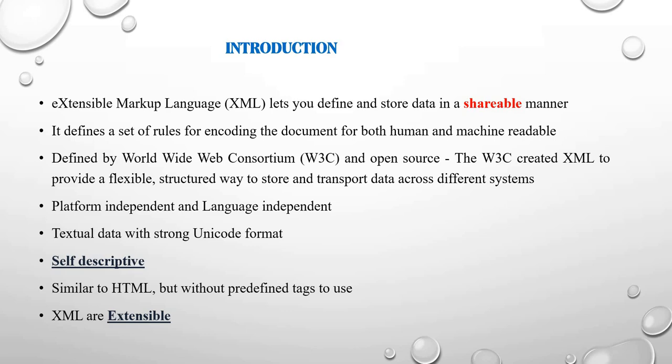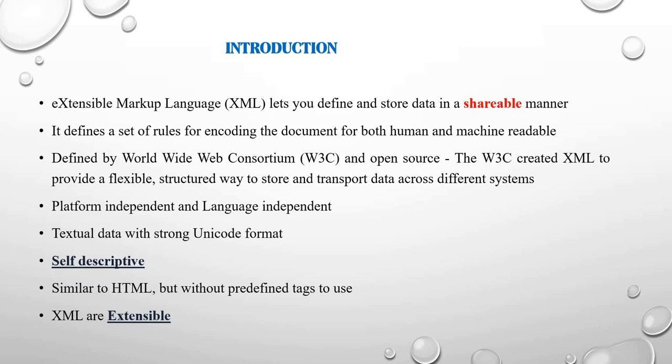XML documents are very accessible and can be read by both humans and machines. It is very easy to understand. It is defined by the World Wide Web Consortium and it is open source. It is a flexible, structured way to store and transport data across different systems. XML is platform independent and language independent. It supports Unicode format. XML is self-descriptive. It can be understood by anyone.